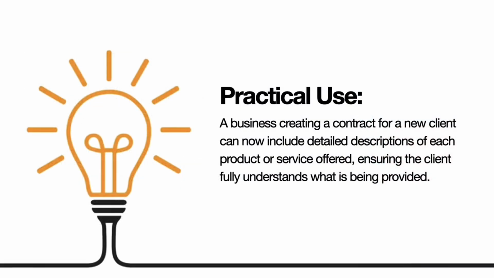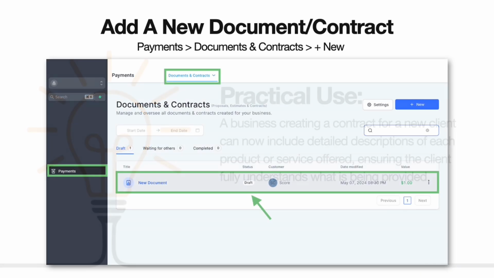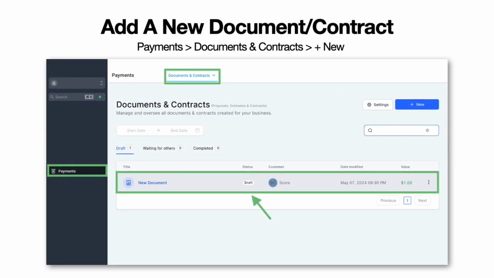As far as practical use goes, now a business creating a contract for a new client can include detailed descriptions of each product or service offered, ensuring the client fully understands what exactly is being provided. As we all know, clarity is the way to go, and this really helps. So let me show you exactly where this is located.